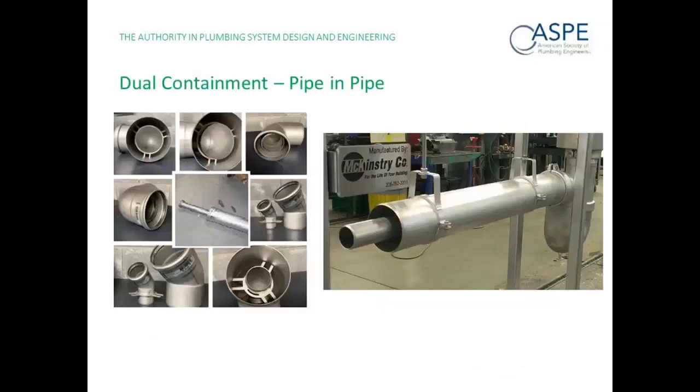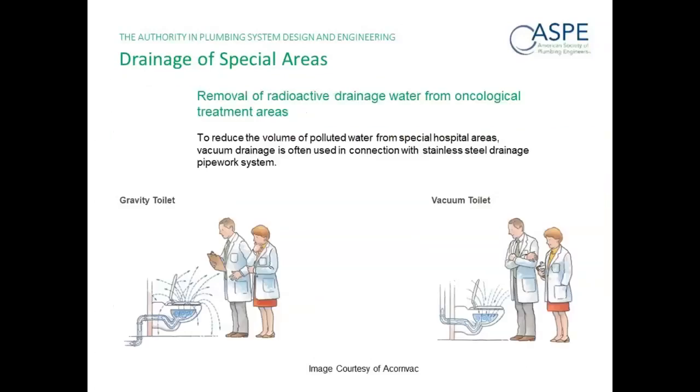We'll talk a little bit about the critical areas. So if for some reason you have to run over a mission critical area, you're capable of doing dual containment. So pipe-in-pipe systems in stainless steel are available, as well as in the plastics, but we're talking about stainless today. Go ahead, Jimmy. Vacuum systems. Our friends over at Acorn Vac were kind enough to provide us their image.